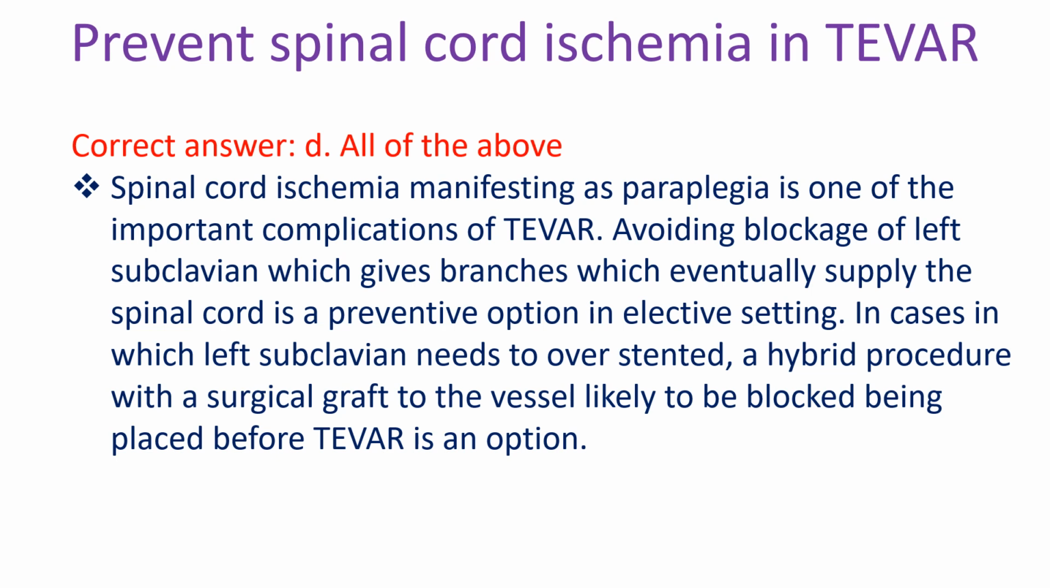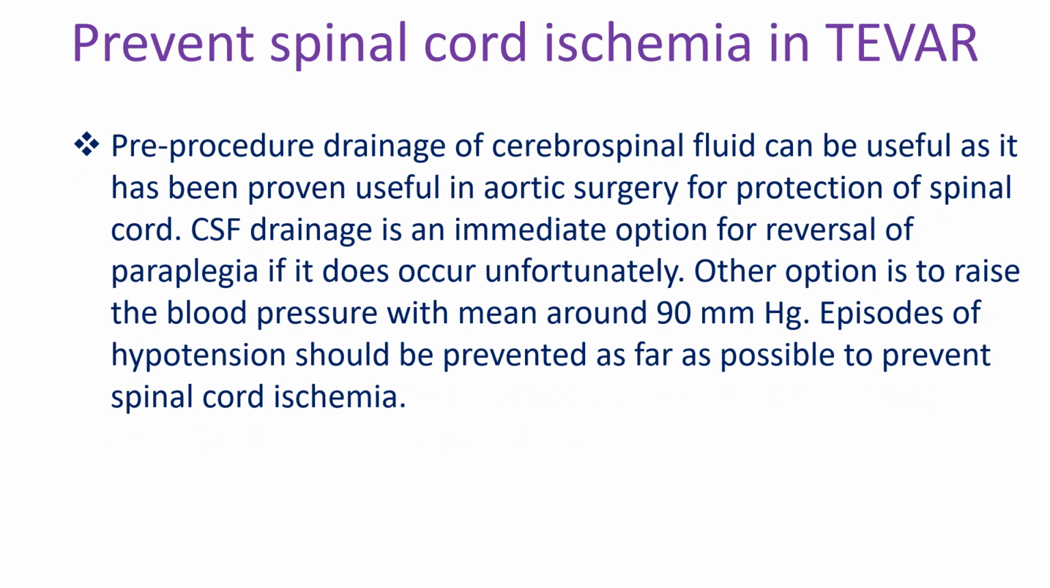Spinal cord ischemia manifesting as paraplegia is one of the important complications of TEVAR. Avoiding blockage of left subclavian, which gives branches which eventually supply the spinal cord, is a preventive option in elective setting. In cases in which left subclavian needs to be overstented, a hybrid procedure with surgical graft to the vessel likely to be blocked being placed before TEVAR is an option.